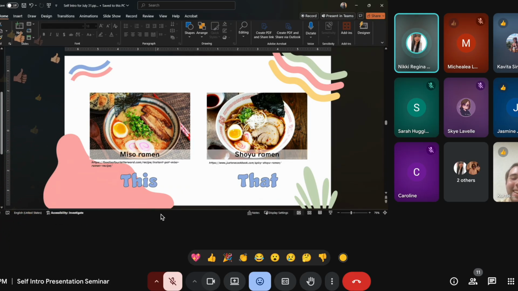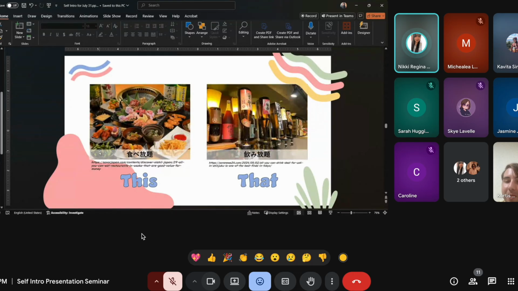Okay, so we all agree with this one. Miso ramen is better than shoyu ramen. Sorry, shoyu ramen lovers. Okay, next. Oh, okay. This one is hard. Tabe hodai or nomi hodai? Nomi hodai, sorry.